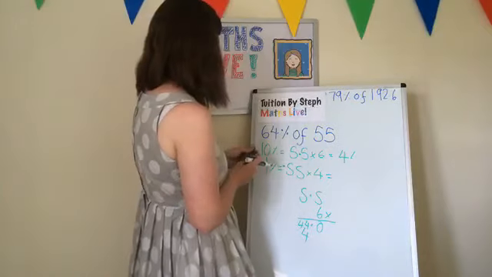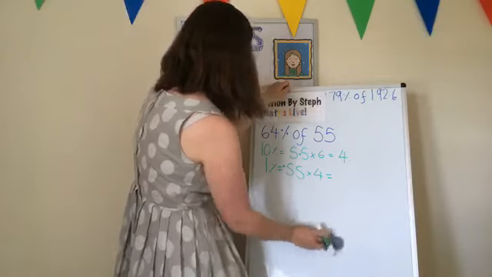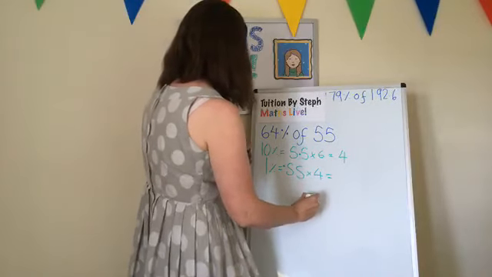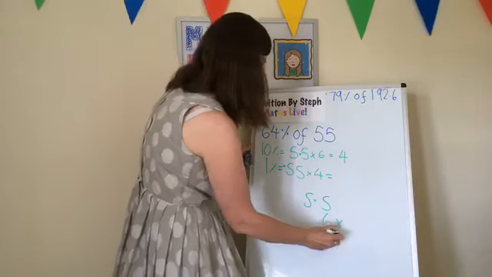Oh, that doesn't make any sense, does it? What have I done there? Is it 4.4? I'm going to do that again. Brain's not working. It's because it's so warm. 5.5 times by 6. Come on, Steph.